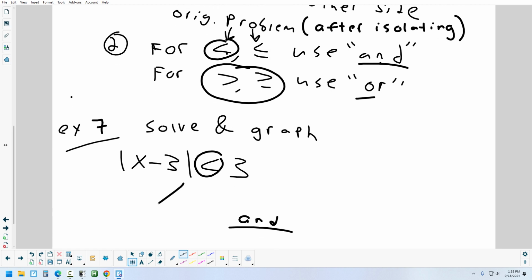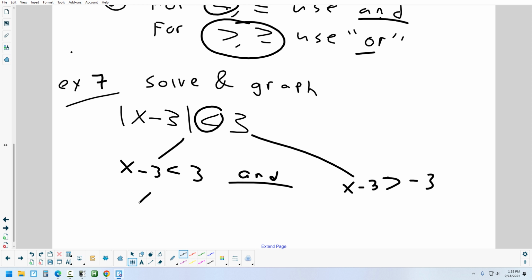Okay, now, can somebody give me my first inequality that's not going to have bars anymore? X minus 3 is less than 3. Perfect. And my second inequality, this one you got to remember to do a couple things to it. X minus 3 is greater than negative 3. Yep. Now we just solve each one, and that's our answer. So x is less than 6. Add 3 to both sides.